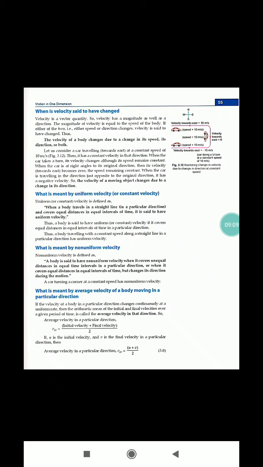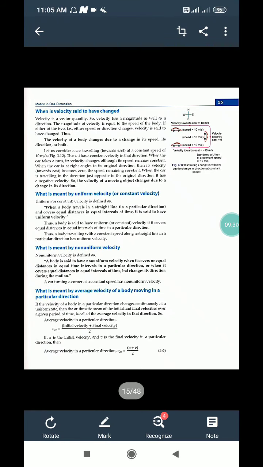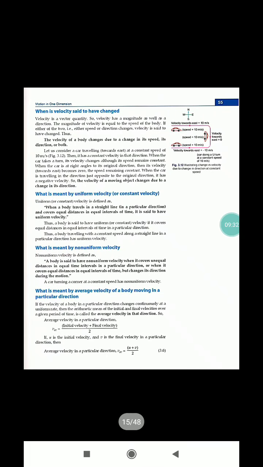If a body moves unequal distance in a particular direction in equal intervals of time, or it moves equal distance in equal intervals of time, but its direction of motion does not remain the same, then the velocity of the body is said to be variable or non-uniform. Let us take an example to understand this.